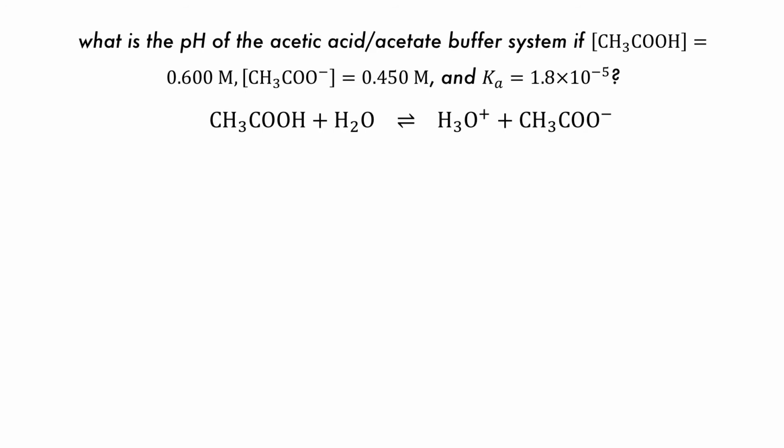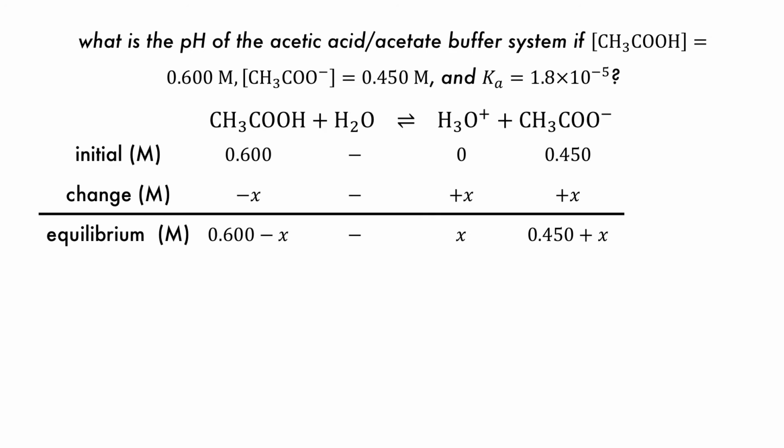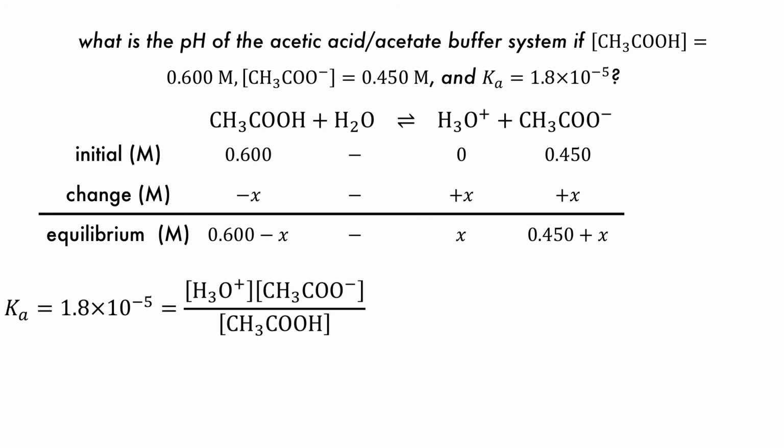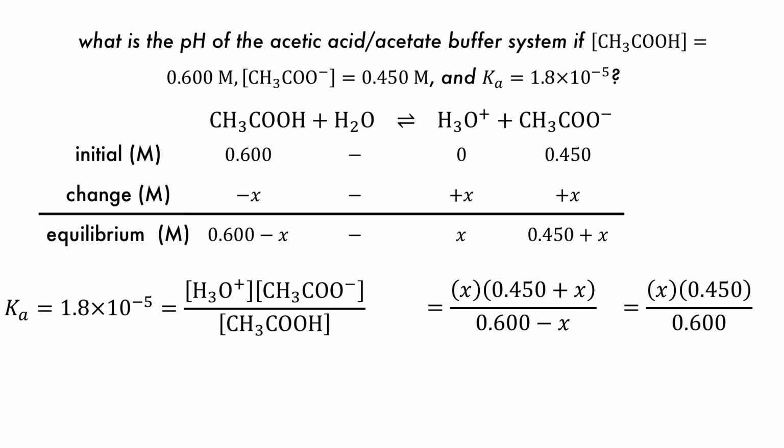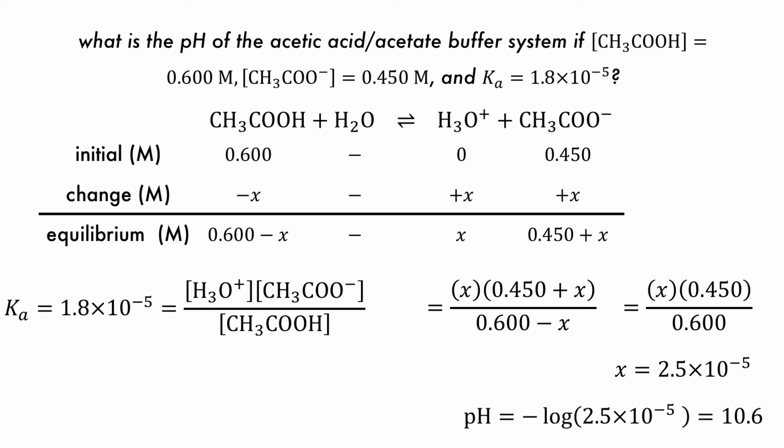First, write out the balanced equation for the acid dissociation and then form an ICE table of the changes in the system. Since we know the value of Ka, we can calculate for x using our expression. First, fill in the values. Now, since the value of x will be very small compared to either of our concentrations, 0.600 or 0.450, we can simplify the expression. Solving this gives a value for x which can be used to calculate the pH as 10.6.